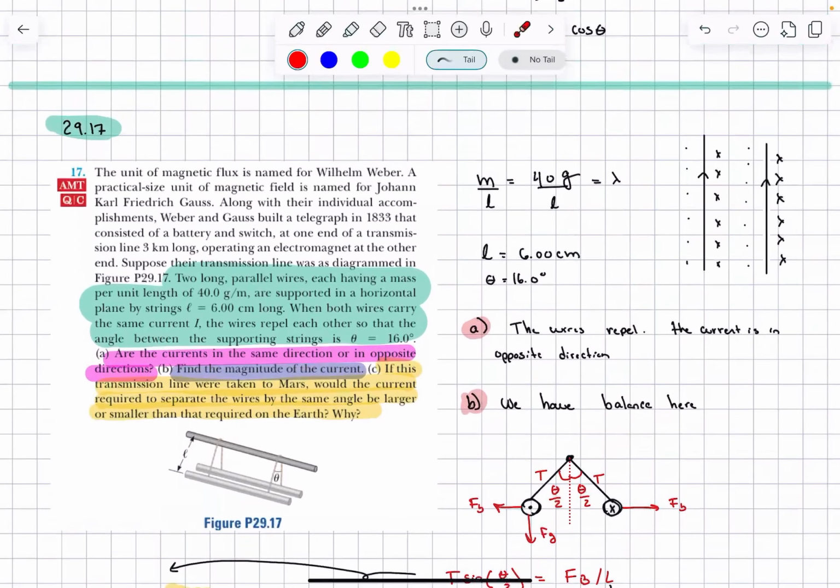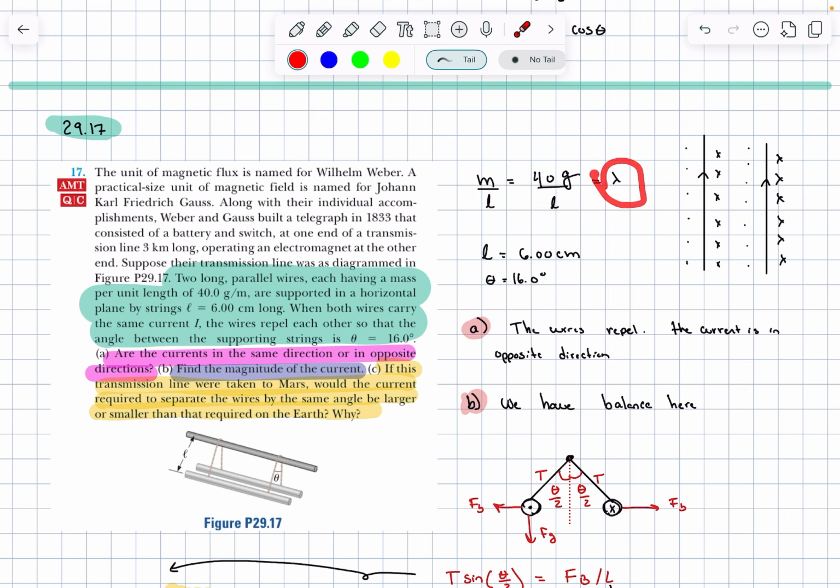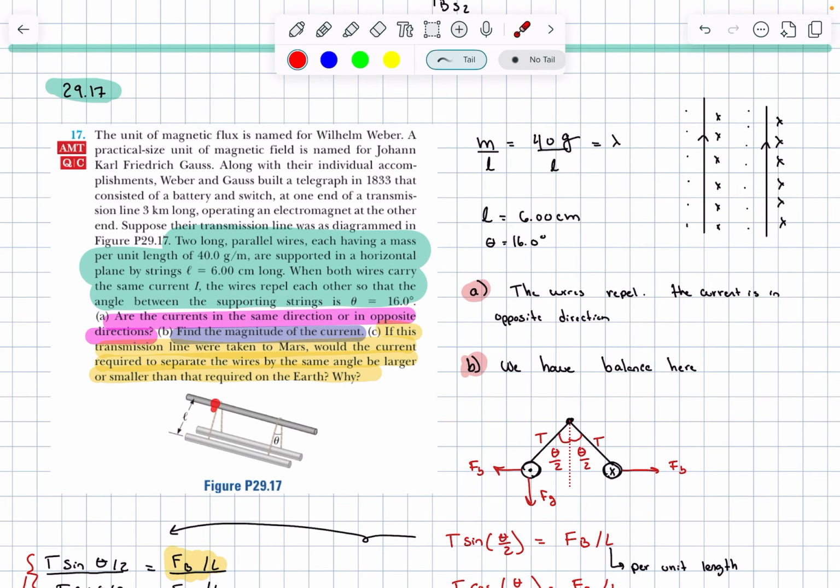This is problem 29.17. This is just a bit of preamble. If you want to read it, you can, but we start here. We have two long parallel wires, each having a mass per unit length of 40 grams per meter. Instead of saying 40 grams per meter all the time, we're going to define this new variable lambda that's saying mass per unit length. Now, they are supported in the horizontal plane by strings of L equal to 6 centimeters. So here, L is 6 centimeters here and there.